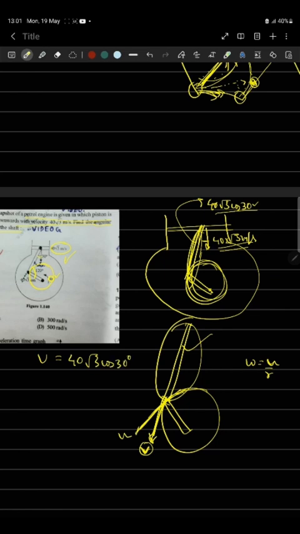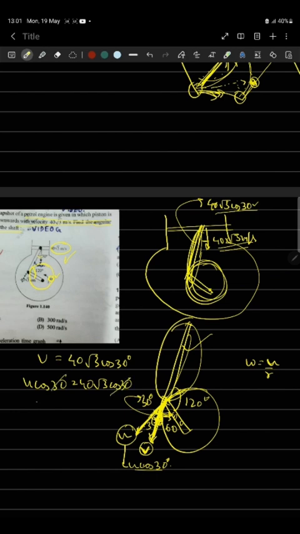This end u also has a component of velocity along this rod. This angle is also 30 degrees because this is 120 degrees. This entire angle is 60 degrees, and this is the splitting, so this is 30 and this is 30. The component is u cos 30. So we can equate the two velocities: u cos 30 is equal to 40 root 3 cos 30. So we have u equal to 40 root 3 meter per second, of course.